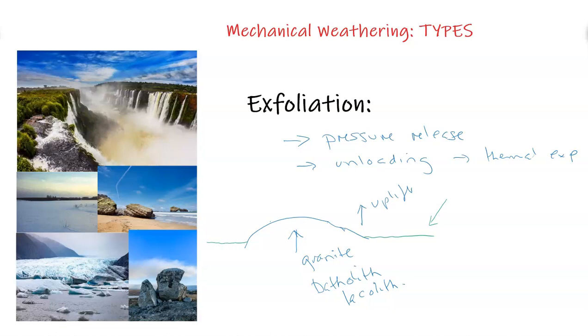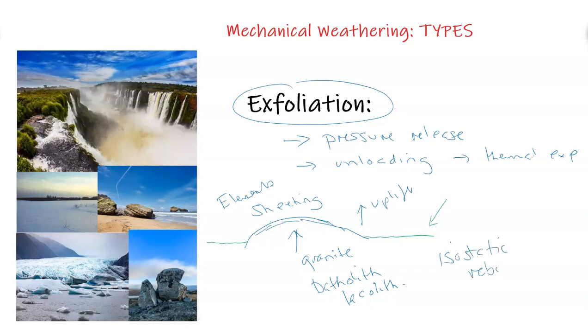Once it's uplifted, it's exposed to the elements, and exfoliation, this type of mechanical physical weathering, can occur on this piece of granite rock, and you can take off slices of rock layers called sheeting on the top part of the rock. As it happens again, you'll have some sort of rebound, like an isostatic rebound, where the rock would move up again, creating more and more exfoliation opportunities and a nice positive feedback loop.